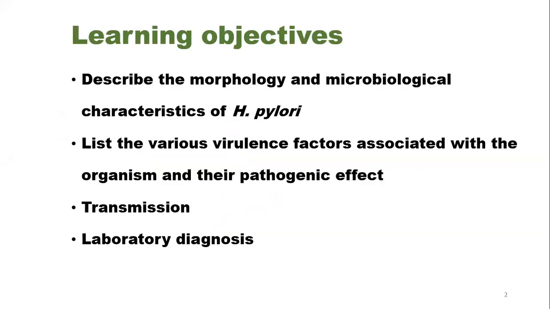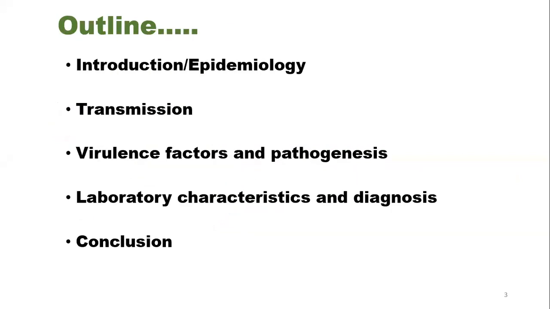By the end of this discussion, you should be able to discuss the morphology and the microbiological characteristics of Helicobacter pylori. List the various virulence factors because this is what is important in the disease process. So you should be able to list the various virulence factors associated with the organism and its pathogenic effect. How is the organism transmitted and the laboratory diagnosis? So that's my outline.